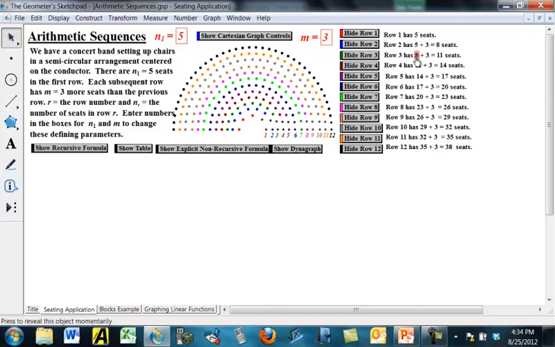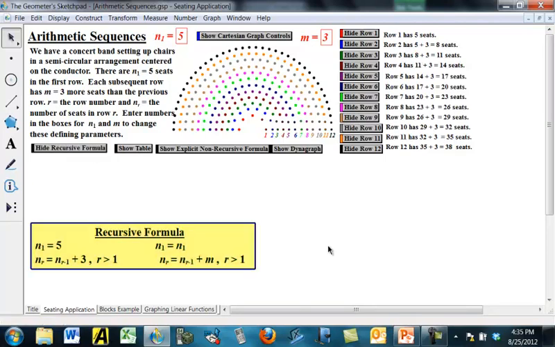And of course we get from one to the next by adding 3 to the previous output to get the new output. So we start with 5, and to get N sub r, the N value for any row, we take the N value for the previous row, r minus 1, and add 3. Let's make sure we understand how this works. Okay, so suppose we want to find N sub 5.